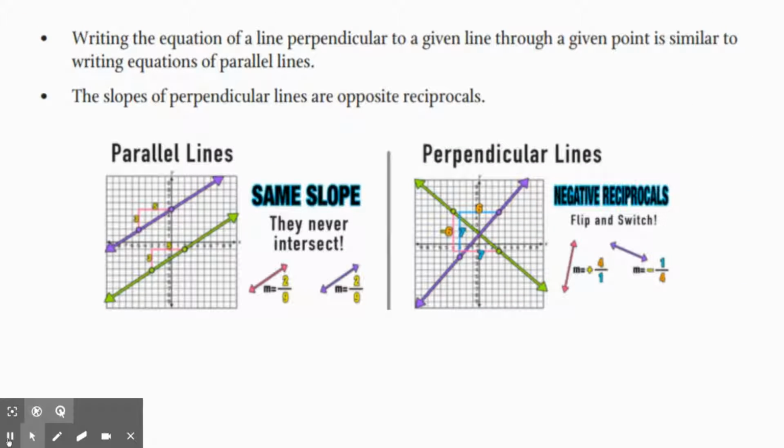Once again, parallel lines will have the same slope and perpendicular lines will have opposite reciprocal slopes. I like the word opposite better than negative because if you take the opposite of a negative number, it'll become positive, and the opposite of a positive number will become negative. So that's why I prefer the word opposite instead of negative reciprocal.